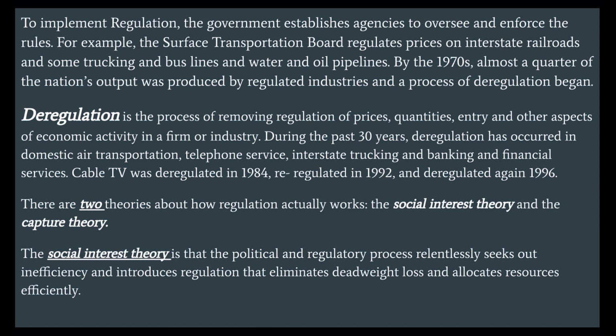To implement regulation, the government establishes agencies to oversee and enforce the rules. For example, the Surface Transportation Board regulates prices on interstate railroads and some trucking and bus lines and water and oil pipelines. By the 1970s, almost a quarter of the nation's output was produced by regulated industries and a process of deregulation began.